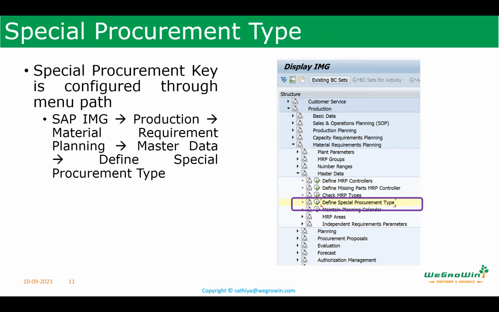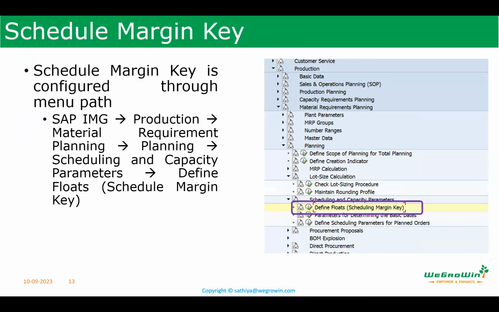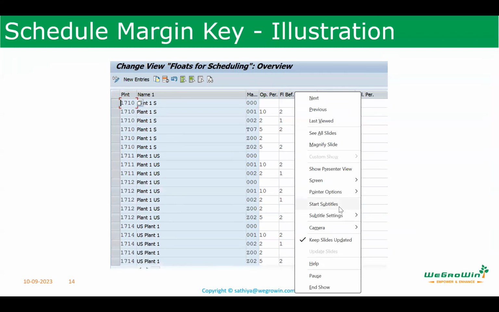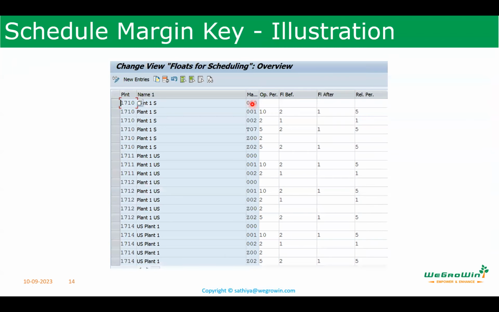Then the same for special procurement. You don't need to do this in MM and PP separately, it is the same thing. Then the schedule margin key. You use the schedule margin key for the opening period, float before production, and all those things. This comes under scheduling and capacity, define the floats, where we define these things. For example, in 1710, these are all the schedule margin keys defined, like 000, 001 and 002, and here the opening period, float before production, and after production.